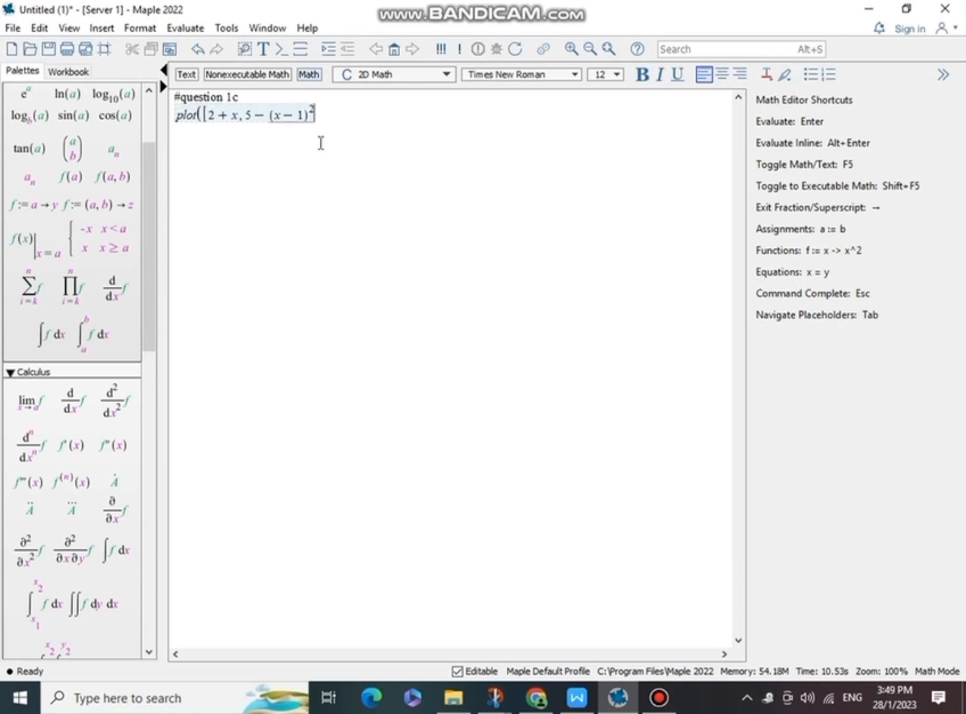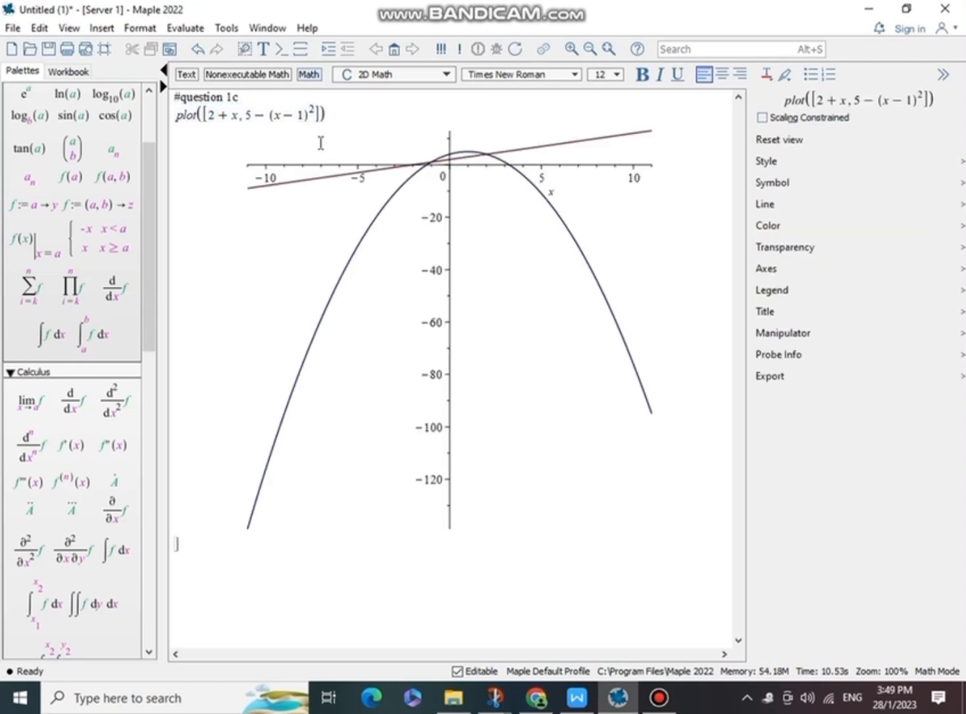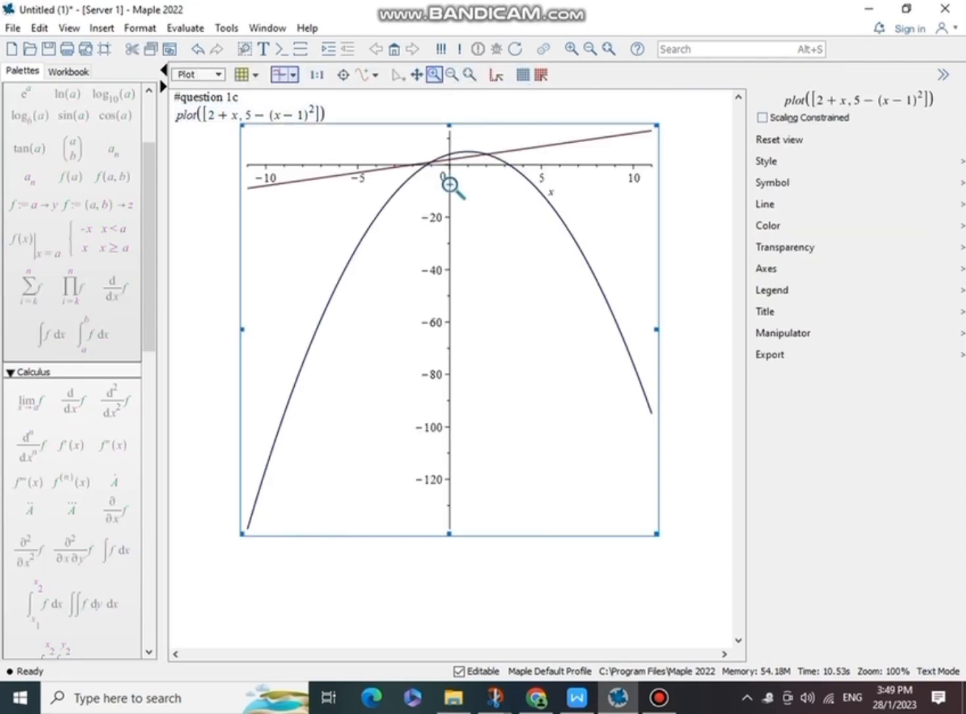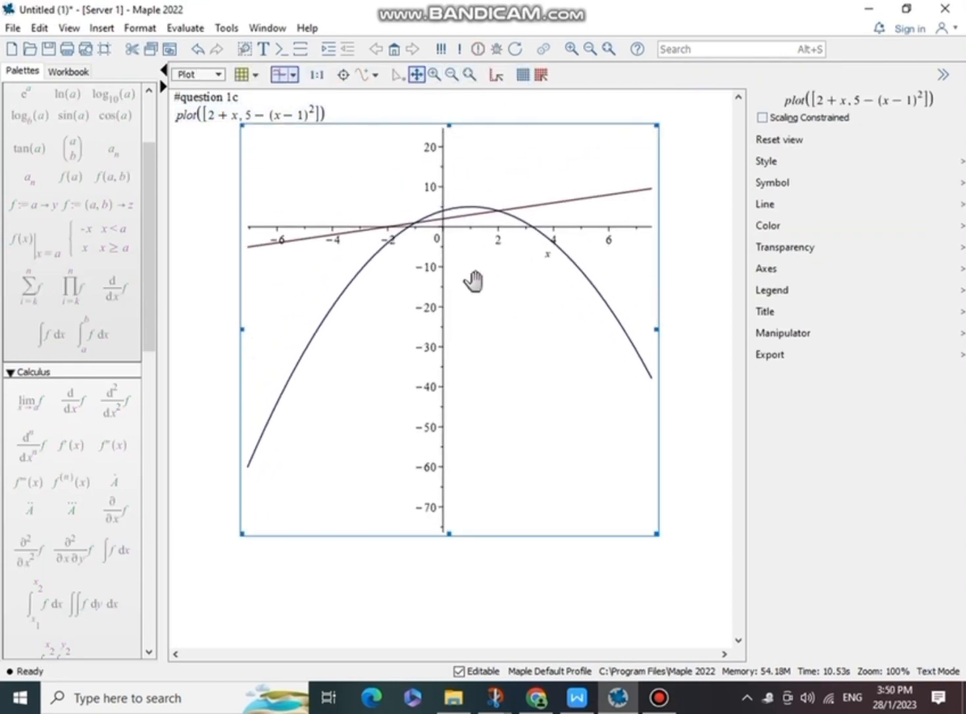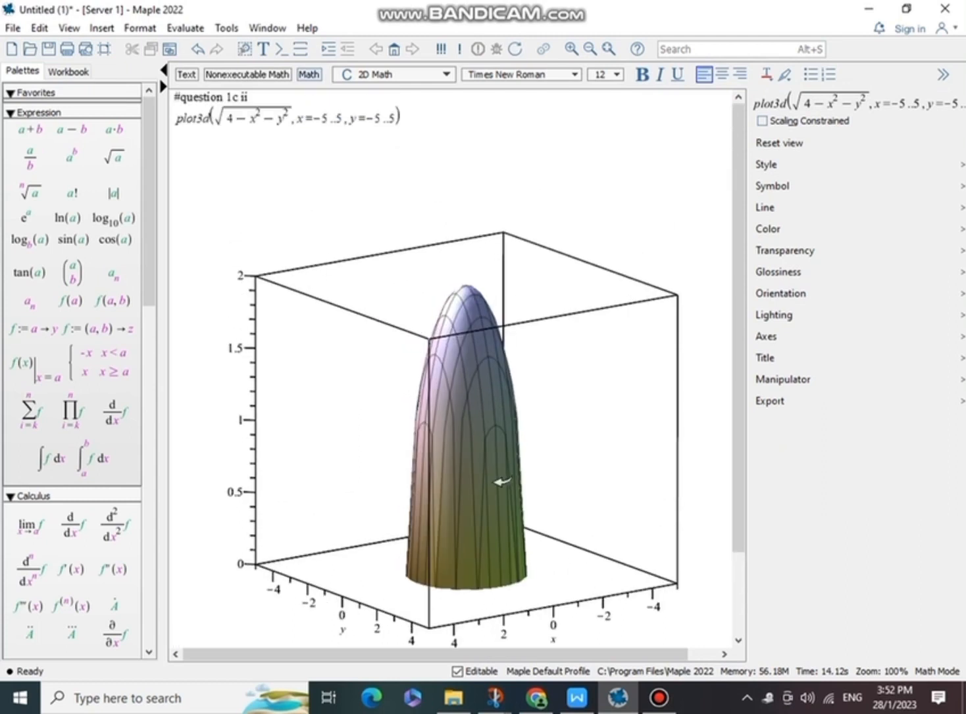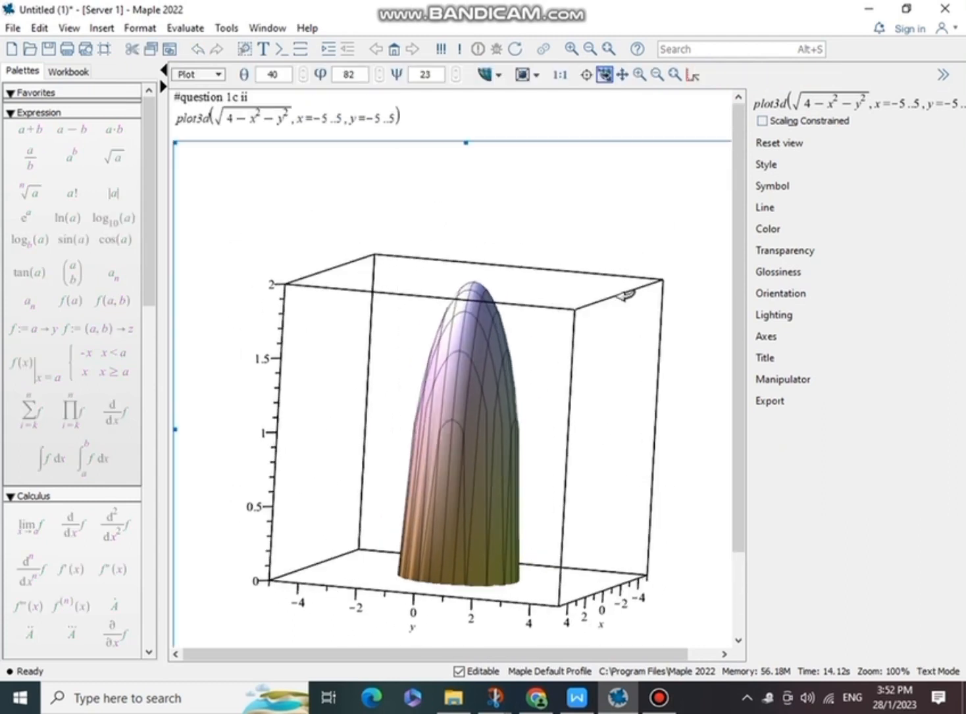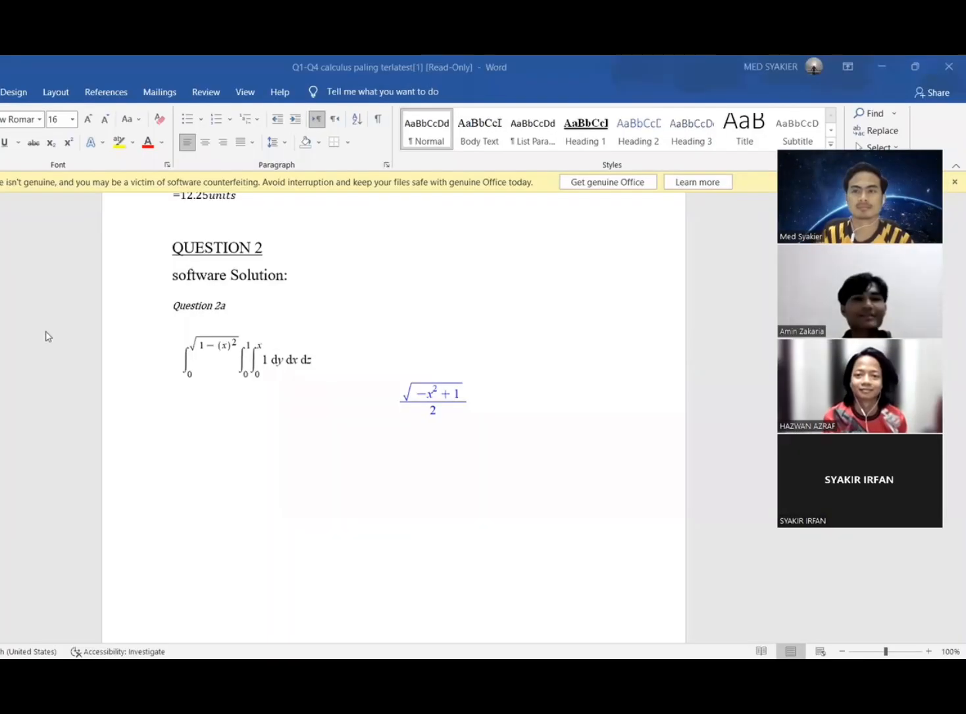For question C, I just plot the graph by typing plot in bracket 2 times x, 5 minus in bracket x minus 1 squared. We get the graph. Same goes for question 1C2, I just plot 3D and put the equation in bracket.